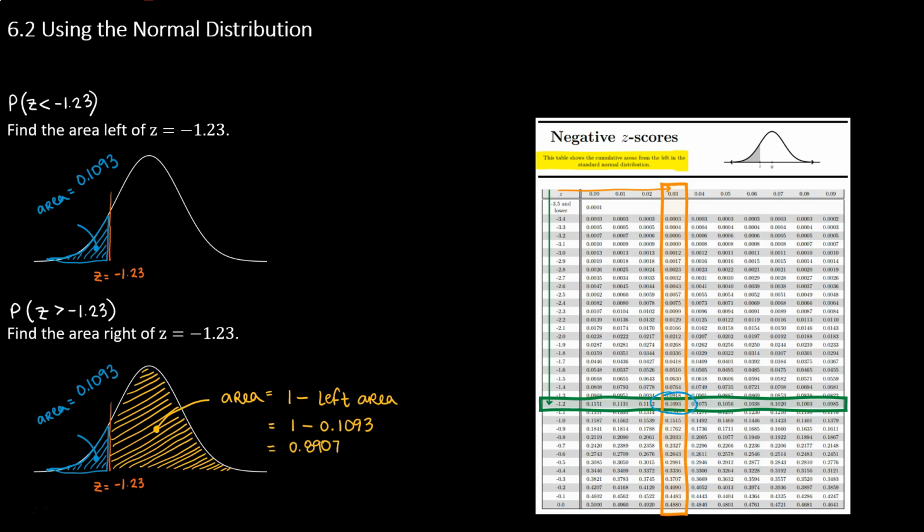So again, we just found probabilities using areas. For our first question, which involved left-sided area, we found the probability that a variable value has a z-score less than negative 1.23. That was about 11%. And for our second question, what's the probability that our variable has a z-score greater than negative 1.23? We found that was about 89%.